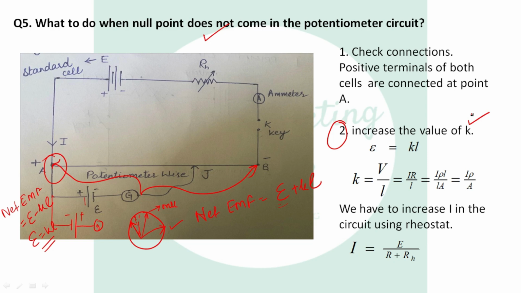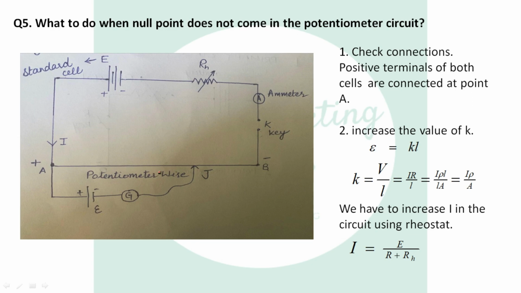How will we increase it? Let us understand. Because K is equal to V over L. Now length cannot be increased because length is fixed in the equipment. So V equals IR divided by L. What is R? It is rho L over A. So L cancels out with L, and the answer is I rho over A.